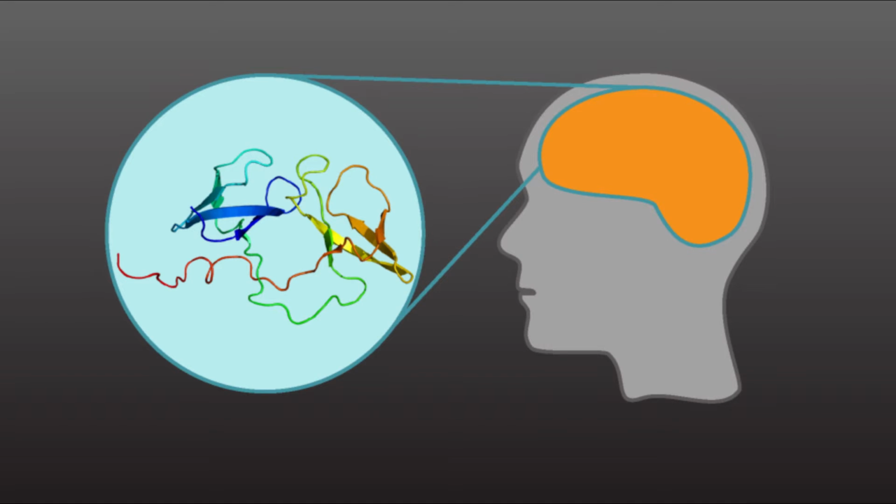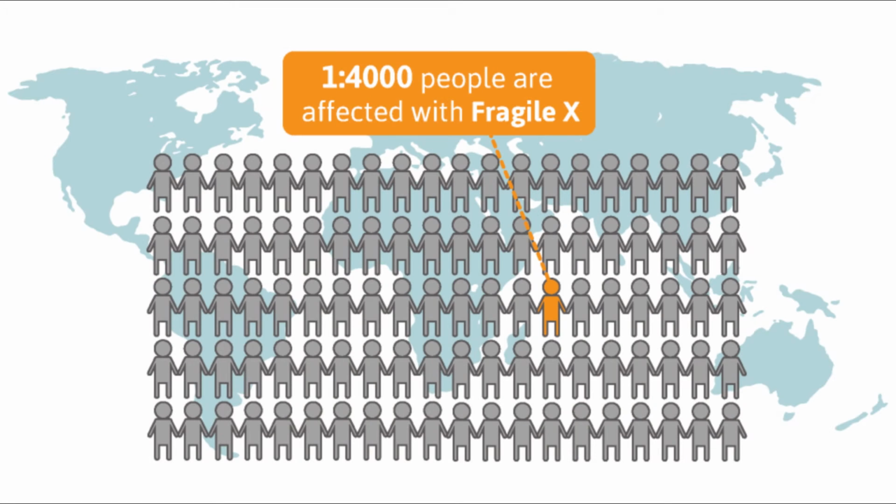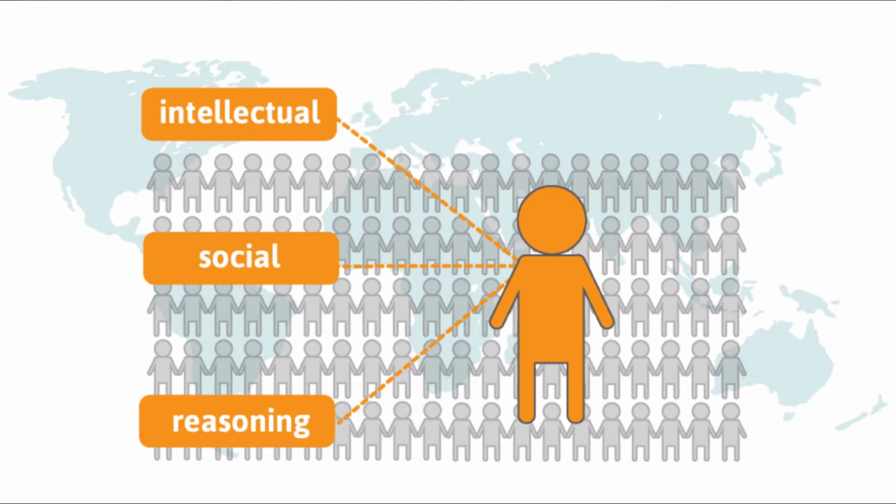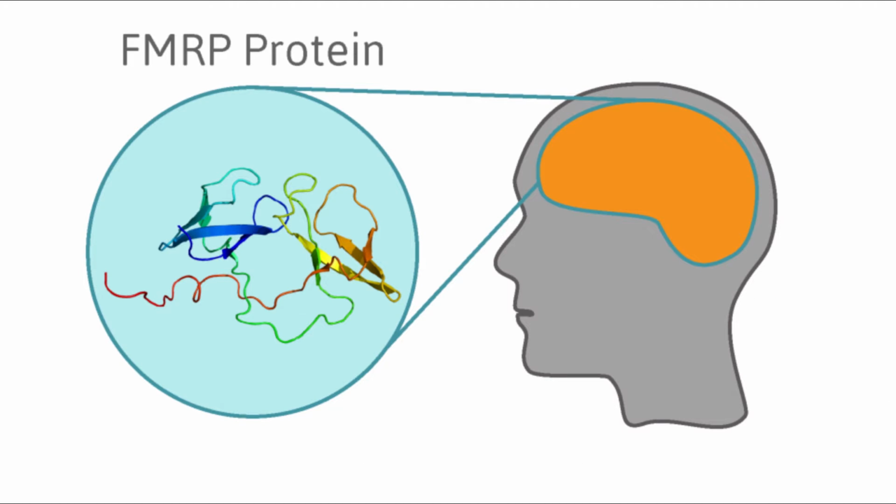Today's topic is Restoring Fragile X Neuron Function with Gene Editing. Fragile X syndrome is the most common genetic form of intellectual disability with an incidence of 1 in 4,000. Patients with Fragile X syndrome display a broad spectrum of autistic phenotypes such as intellectual, social, and reasoning deficits. These characteristics are attributed to the loss of the Fragile X mental retardation protein, known as FMRP, encoded by the FMR1 gene during brain development.